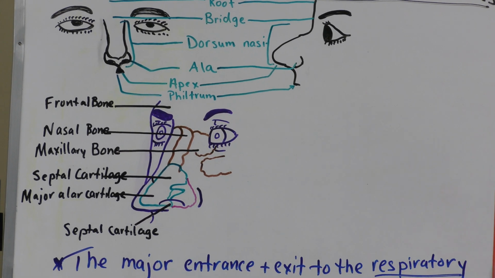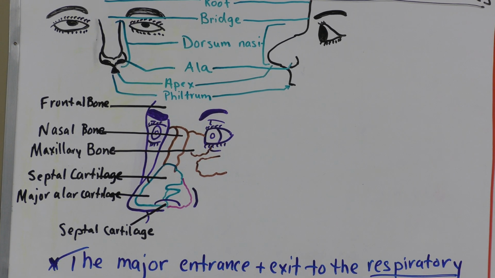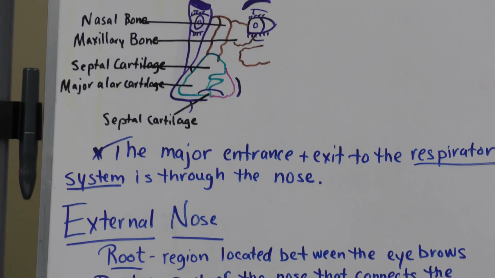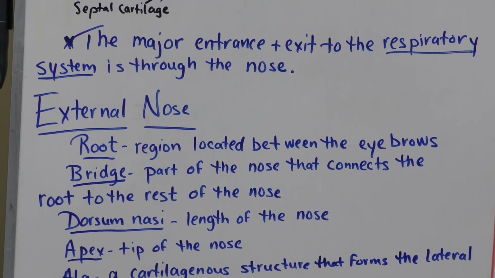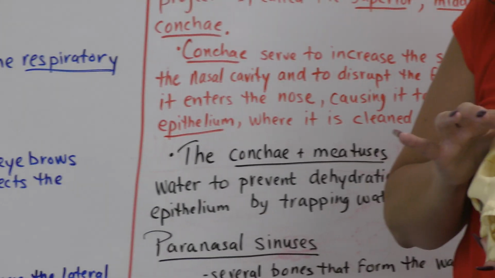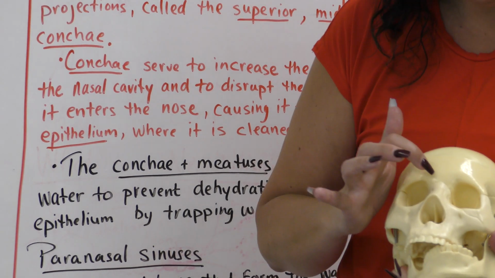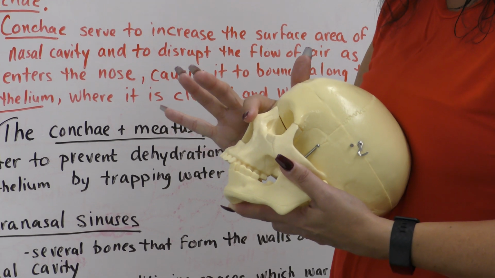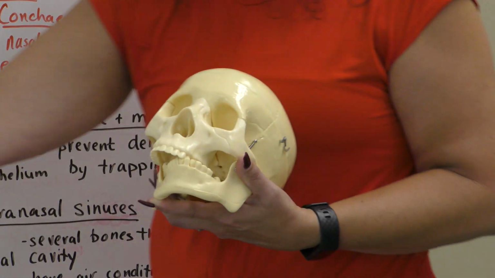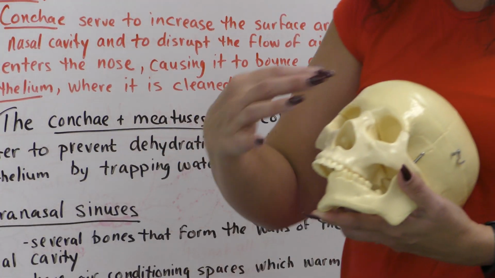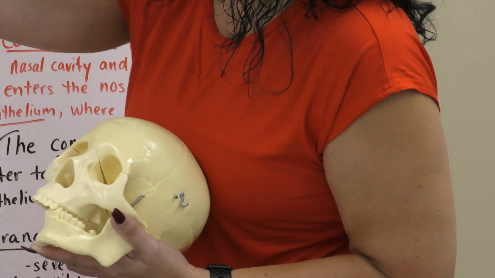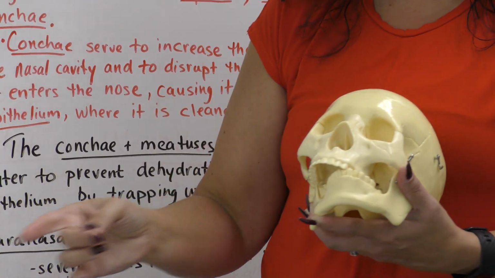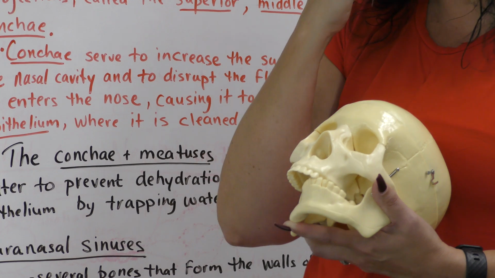We have the external nose, what we can see from the outside, and then we'll look at the internal. On the external nose, we have these structures, the root, and that's the region between the eyebrows, which would be right here. The bridge is the part of the nose that connects the root to the rest of the nose. Right here is the bridge of your nose, if you look here on this skull. And then we have the dorsum nasi. Dorsi in biology means back. So that's the length of the nose, and we can see that right here, the length of your nose, which varies from person to person, right? The apex is the tip of your nose, the very tip.